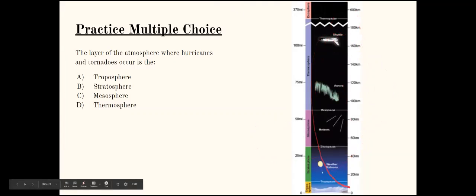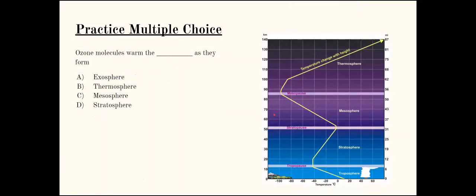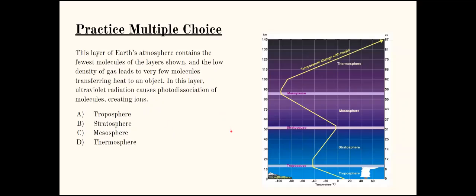Now, to practice with this, we're going to look at a couple of multiple choice questions. The first question is, the layer of the atmosphere where hurricanes and tornadoes occur is the troposphere, stratosphere, mesosphere, or thermosphere? Take a second to try to answer that. For the second question, ozone molecules warm the blank as they form. Hopefully you got that one.